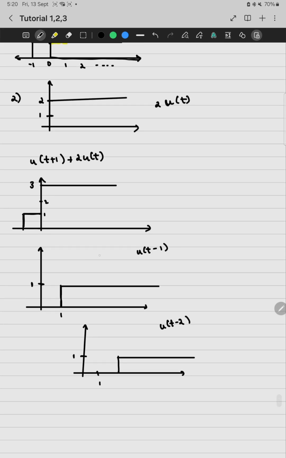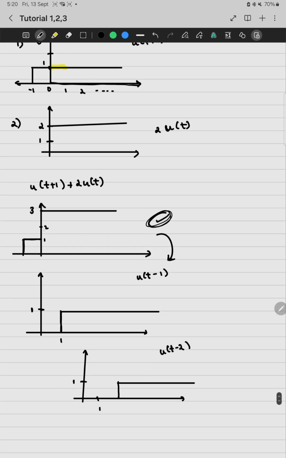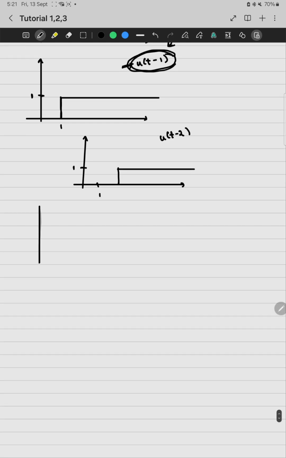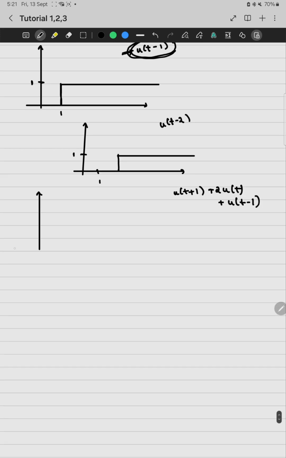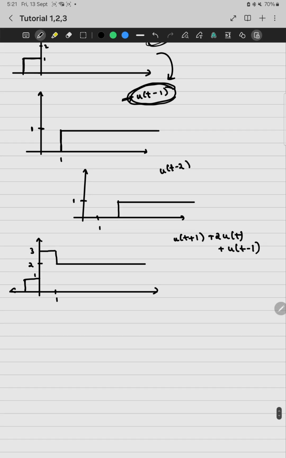ये तुम्हें याद रखना पड़ेगा थियरी में कि after getting this particular graph, when you add this graph with this, what happens is now we are not multiplying the unit step function by 2 ताकि वो it'll be up only. We're just adding with this. So when you just add this function with this function without multiplying with any constant, our signal will drop down. So I'm just doing now u of t plus 1 plus 2u of t, and I added u of t minus 1. So our new signal is u of t minus 1.